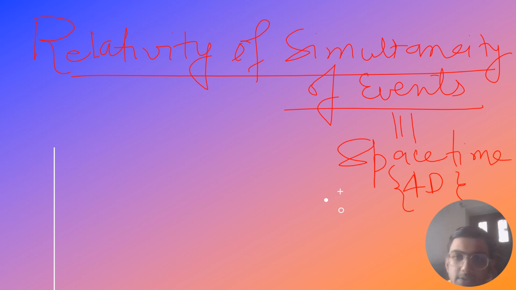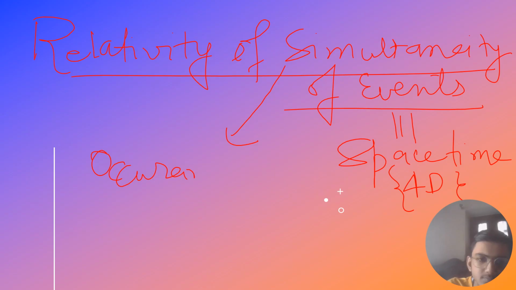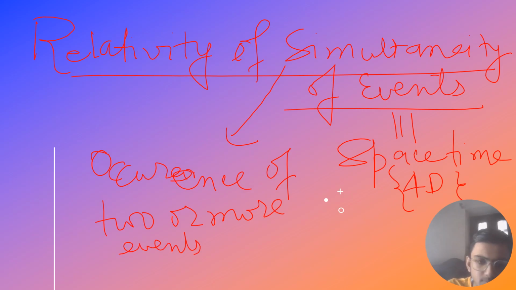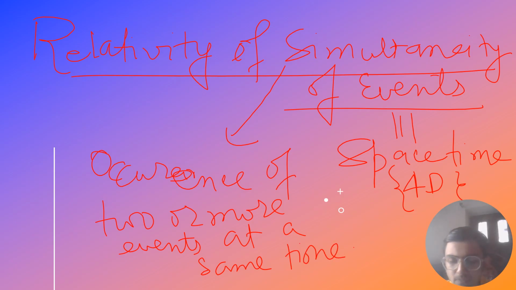So what is simultaneity? Simultaneity means occurrence of two or more events at the same time. Two or more events which occur at the same time are termed simultaneous events.